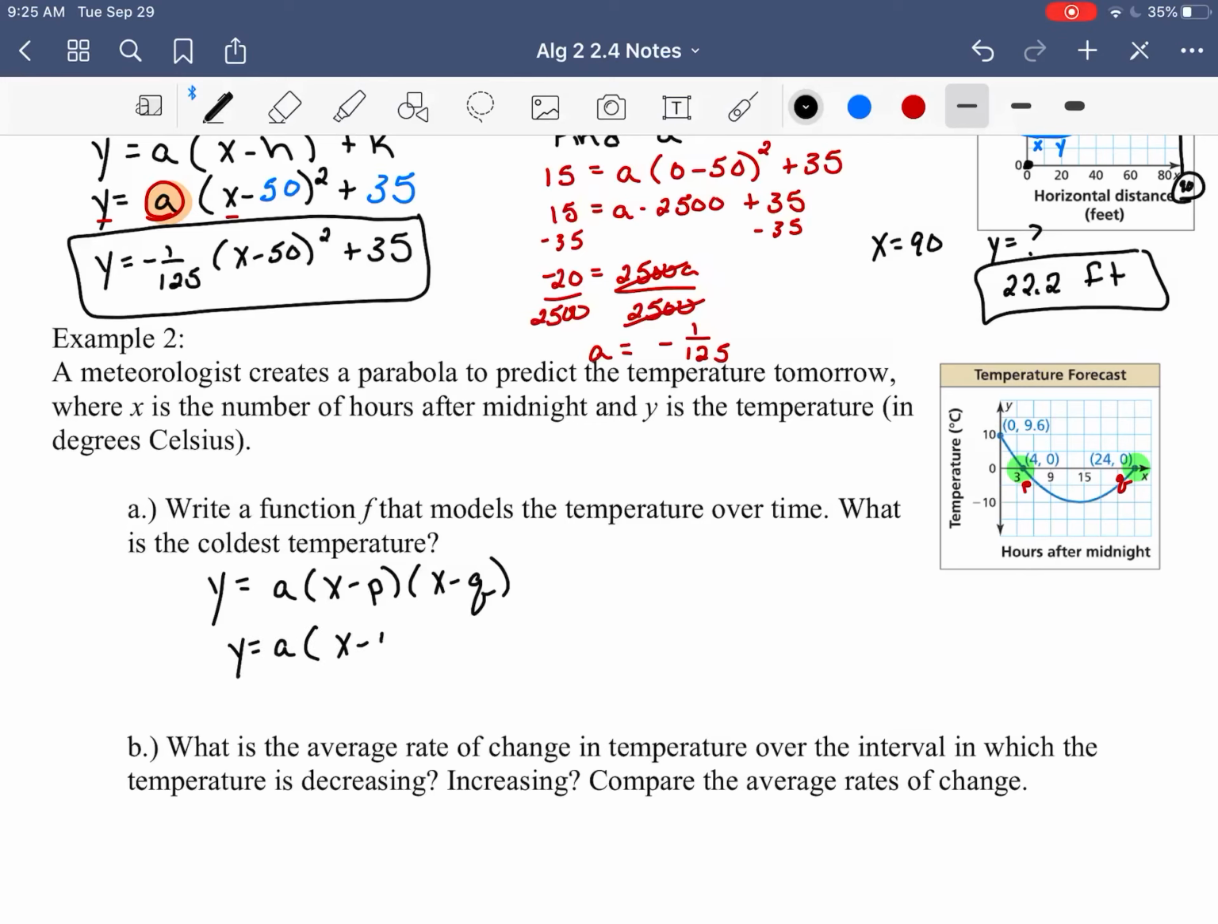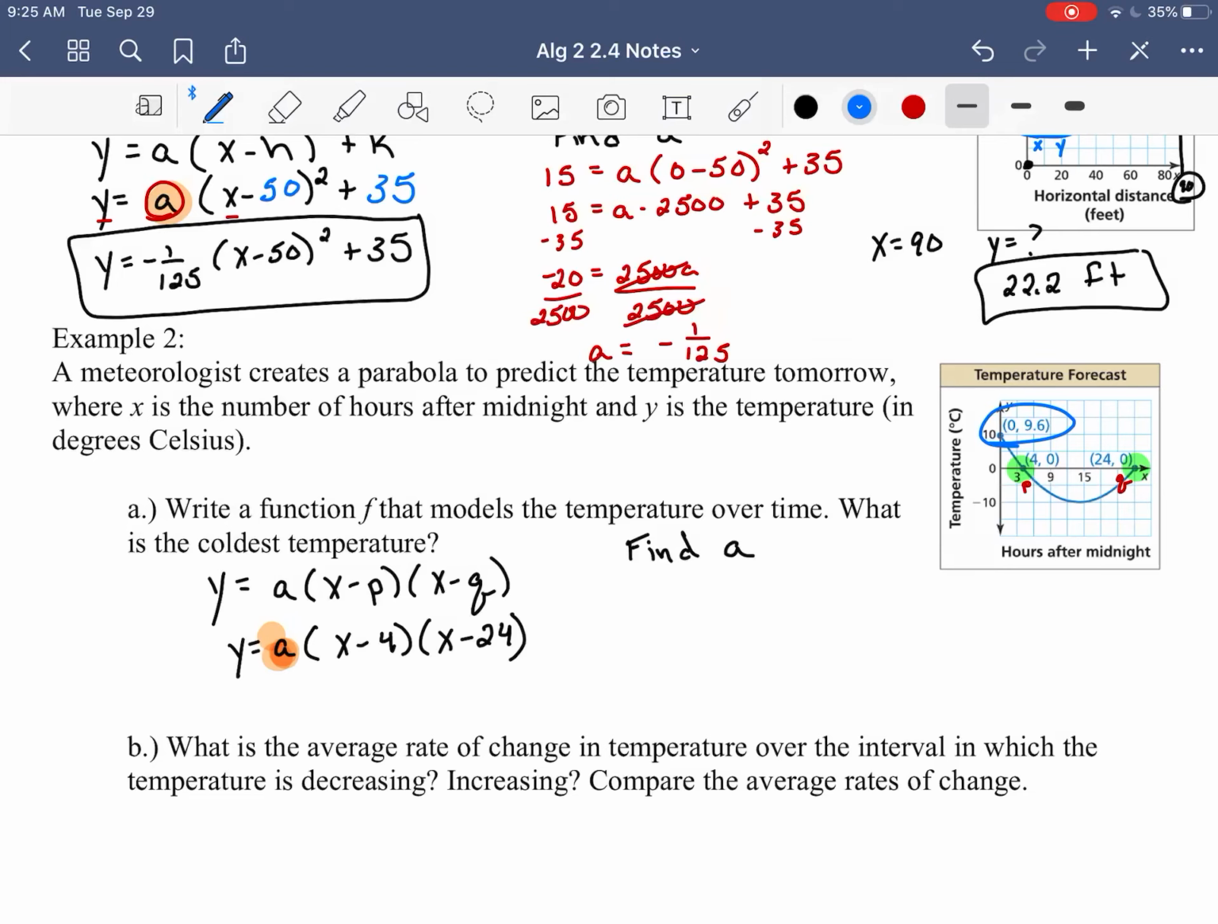(x minus 4)(x minus 24). Okay, so basically we're done, except for, again, like the last time, we need to find a. So in our last problem, we need to find a. So that's again where that other point comes in handy. They give us this other point, 0 and 9.6.